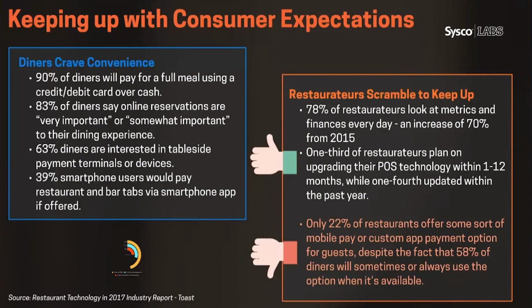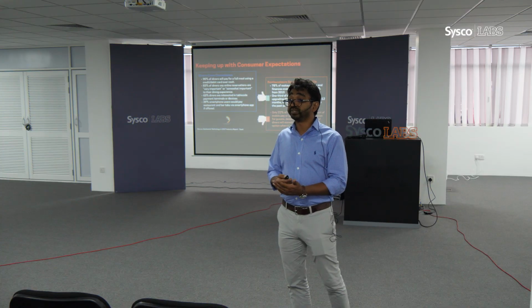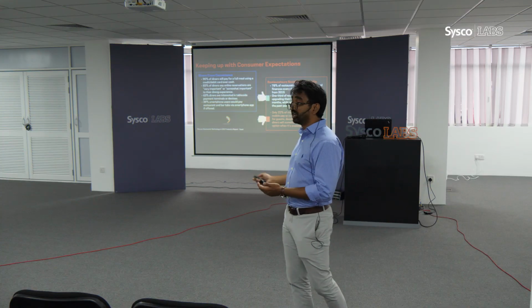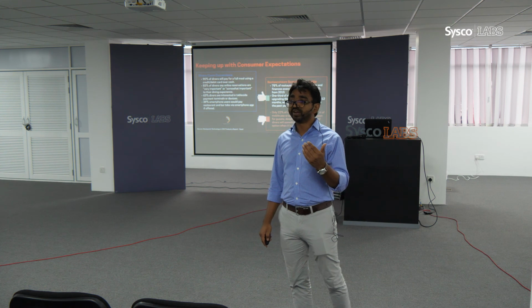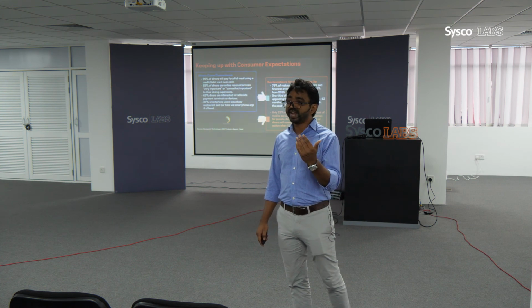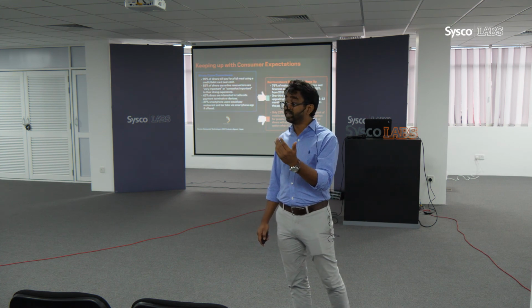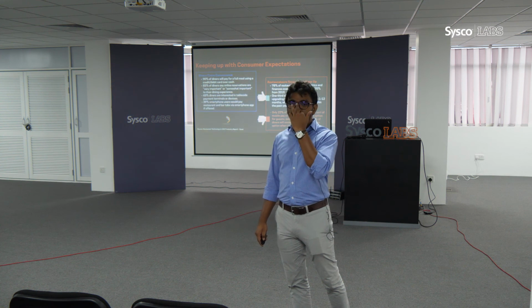78% of restaurateurs look at their daily metrics, the sales, the reports, the customer surveys, various things. So this is where, again, for us, we have problems, right? If they find some discrepancy in a report or whatever, it's a big issue for them, because they're looking at it on a daily basis. They have to be. And it's a 70% jump from 2015. They're more aware of having to look at their cash flows, at what items are selling, and so on and so forth.